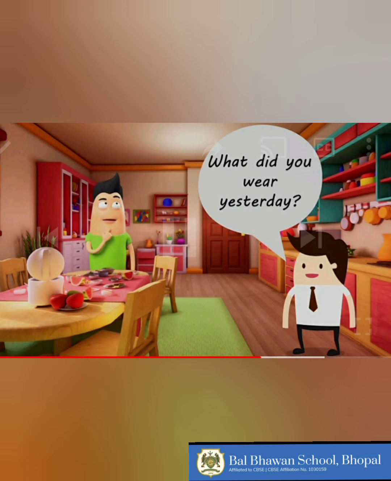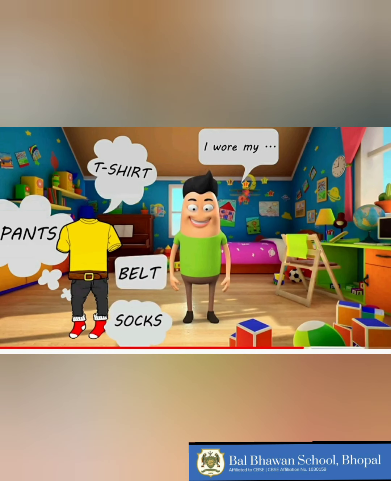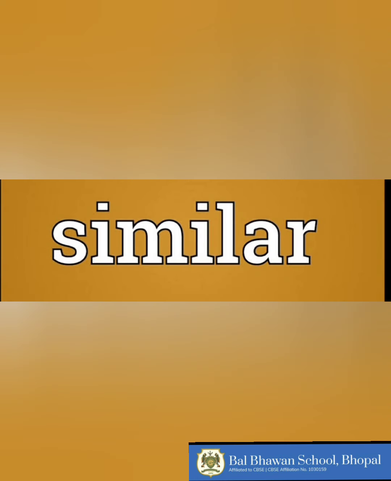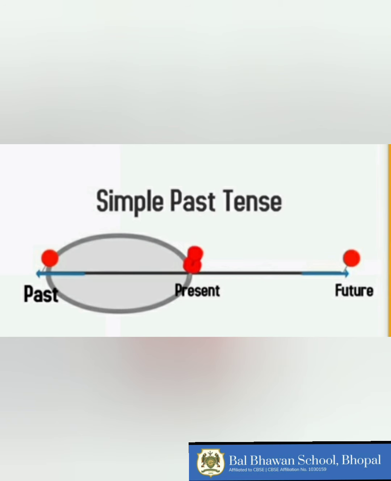Question number 3. What did you wear yesterday? Well, some answers can be I wore my t-shirt, pant, belt, socks, etc. So I'm sure you have spotted something similar in these questions and answers. Bingo! The tense of these sentences.